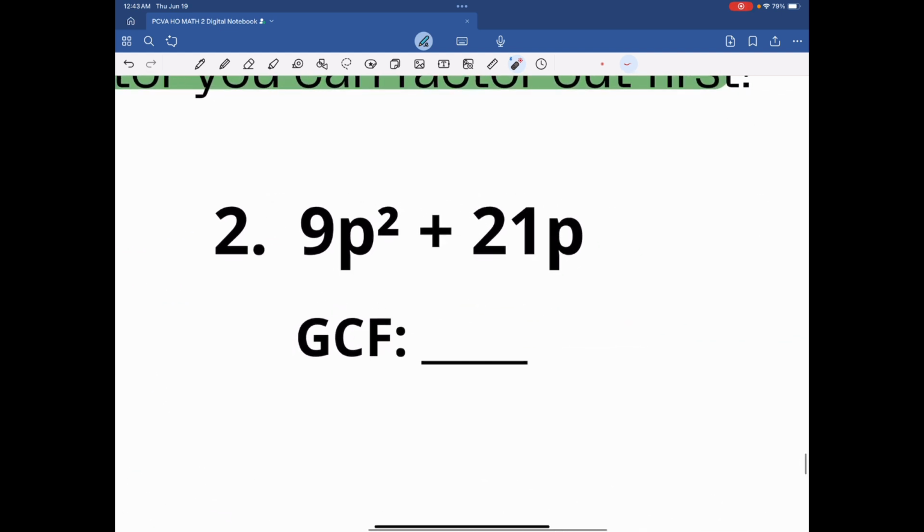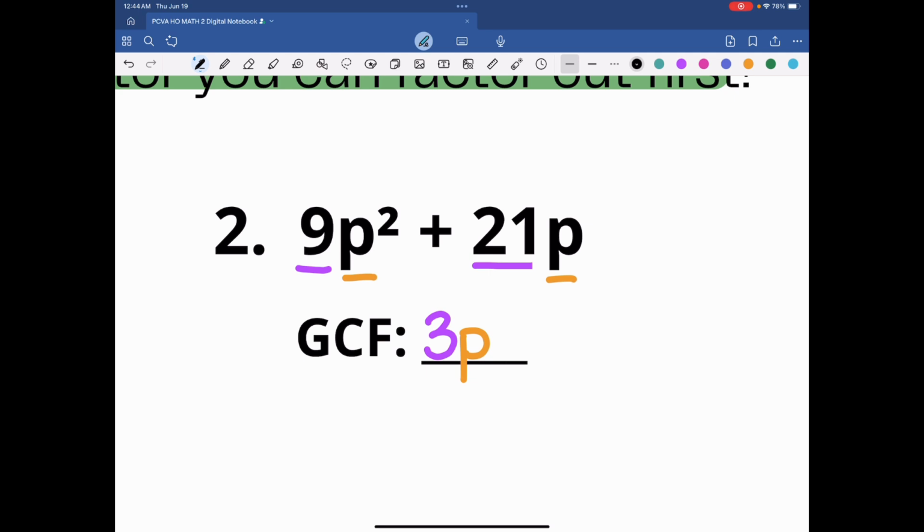All right, looking at number 2. Let's start with the numbers. I have 9 and 21, so the largest number that I can divide into 9 and 21 is 3. Then I have variables this time. This one has 2 p's, because remember p squared is p times p, and then I have a p here. So I can definitely take 1 p out of each term. My GCF is going to be 3p.